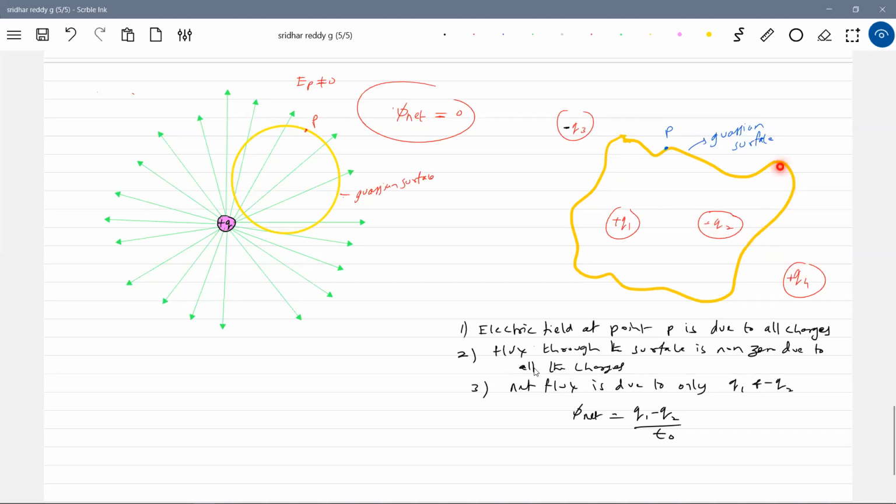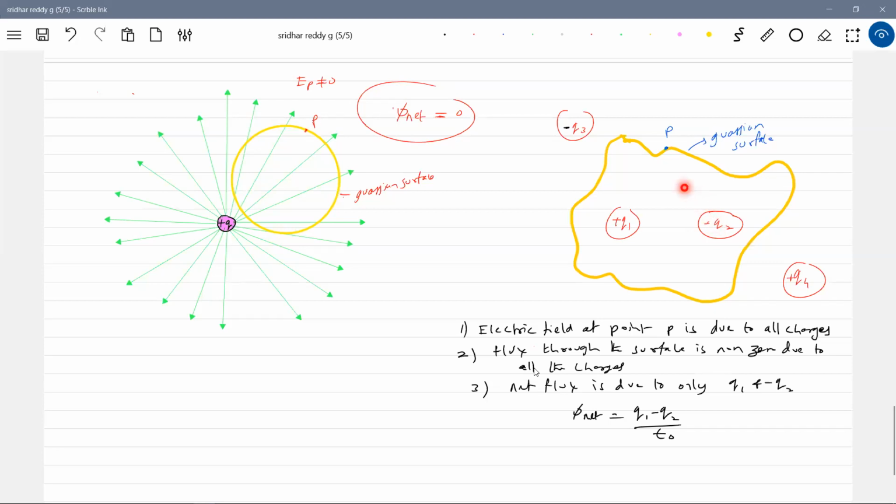So this Gaussian surface is what? An imaginary surface that you have drawn. And net flux is what? Only due to enclosed charges. What is the enclosed charge? Q1 and Q2. Q2 is negative, Q1 is positive. So Q1 minus Q2 is the net flux, the net charge enclosed by the Gaussian surface.